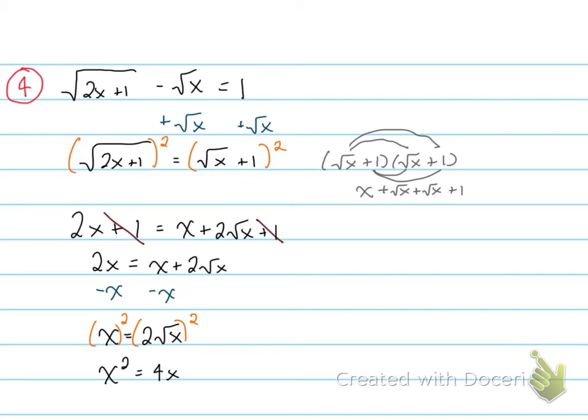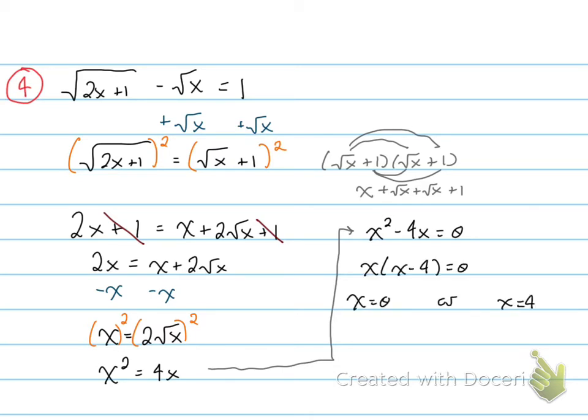So here, again, I have a quadratic equation. To solve, I'm going to get everything to one side. Here, I see I have a common factor of x. I'm going to pull that out. So then my two possible answers are x equals 0 or x equals 4.